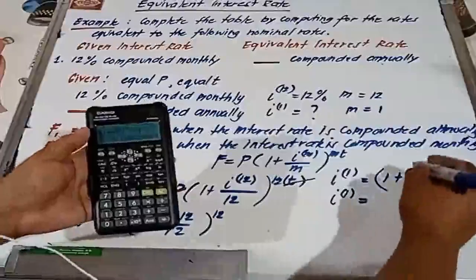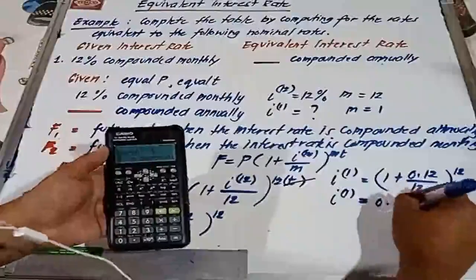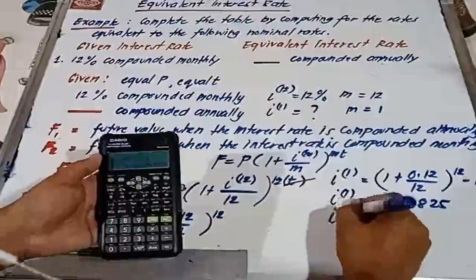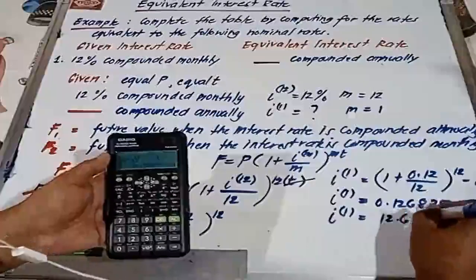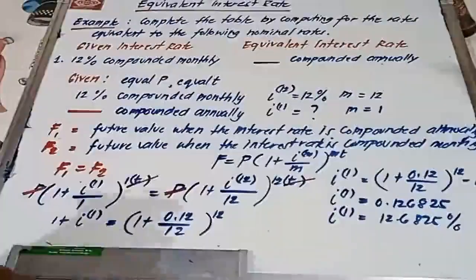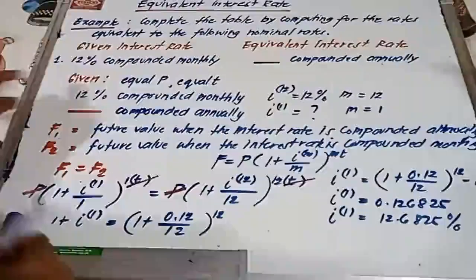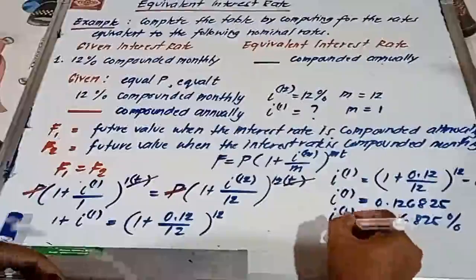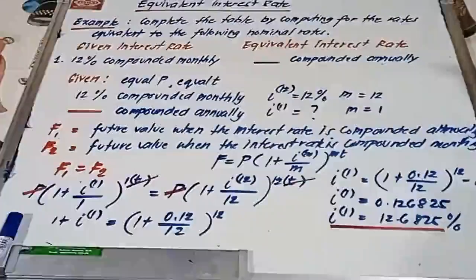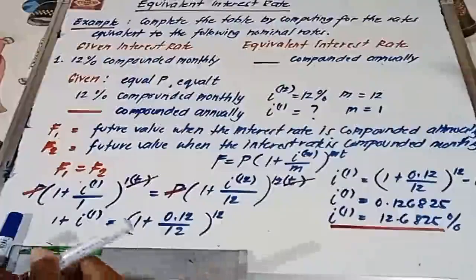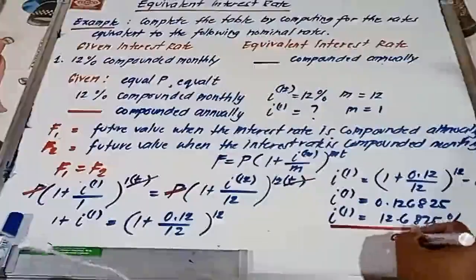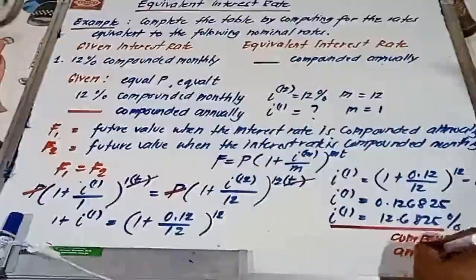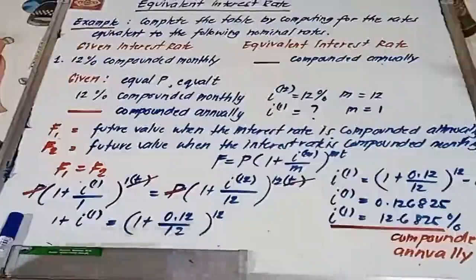Interest rate compounded annually is 0.126825, or that is 12.6825%. Anong ibig sabihin nun? Yung 12% compounded monthly has an equivalent interest rate of 12.6825% compounded annually. Okay, compounded annually. Okay. Yan, yun ang equivalent rate niya.